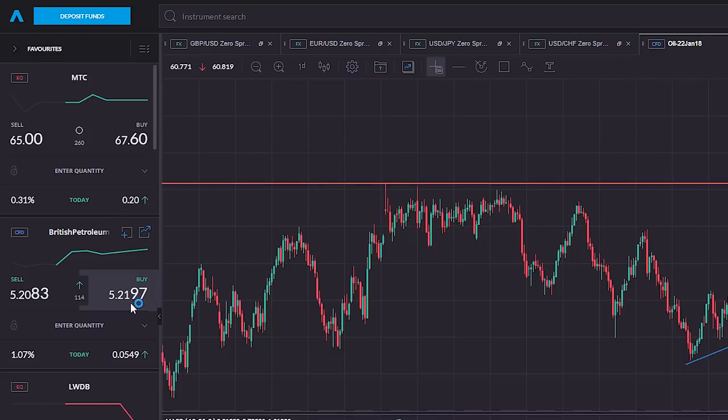So the cost of doing business in what's known as a liquid share like this, referring to how much volume it sees, tends to be fairly low because the spread is tight. Then let's take another company, this one up here, MTC. This is the UK retailer Mothercare. It's quite a small company in terms of how much it's worth, just over £100 million compared to the billions that BP is worth. But look at the difference.